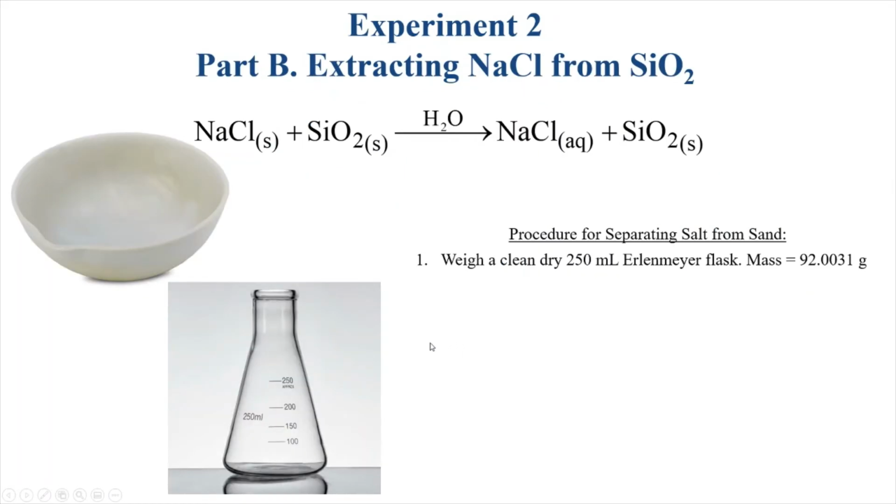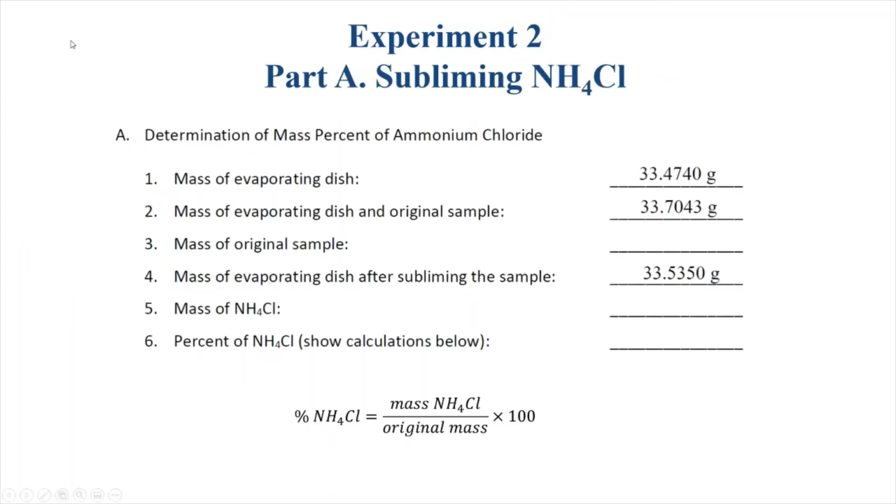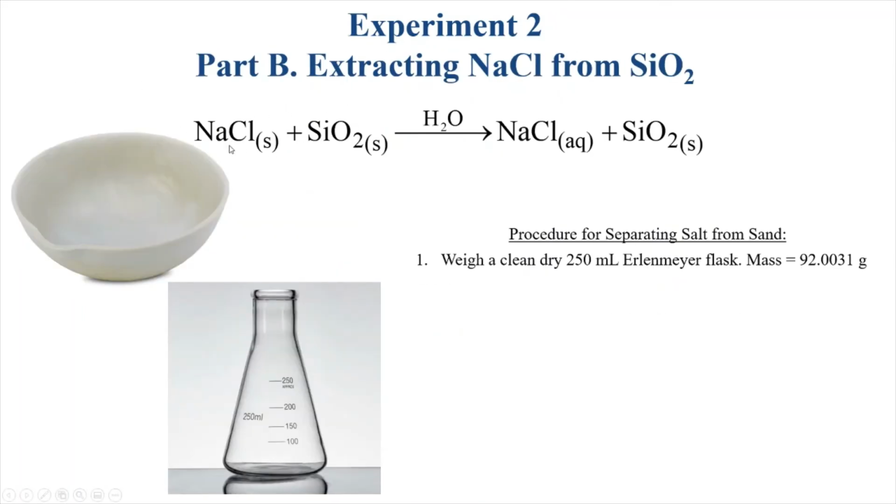So that's our percent composition calculation. Okay, so now let's look at the second part of this. What's left in our evaporating dish? Now that we've heated off the ammonium chloride, what's left is going to be our sodium chloride and our silicon dioxide, or our sand. That's going to be sitting here in our evaporating dish, waiting to be separated.